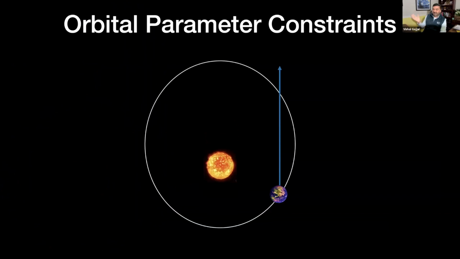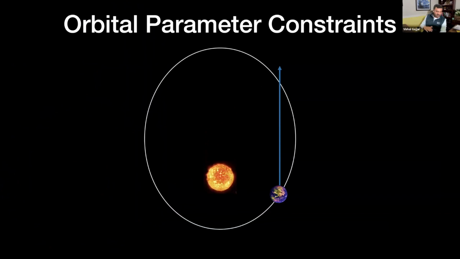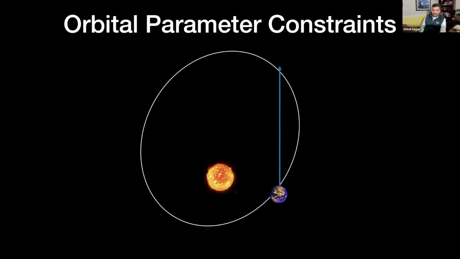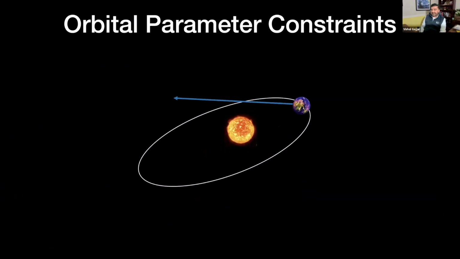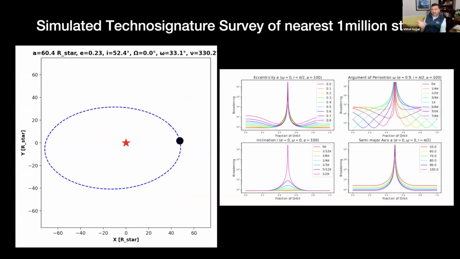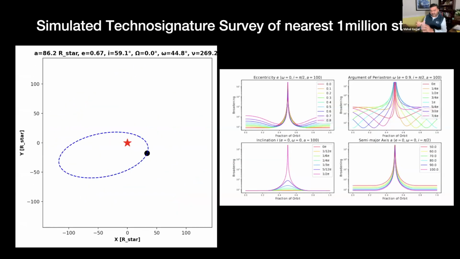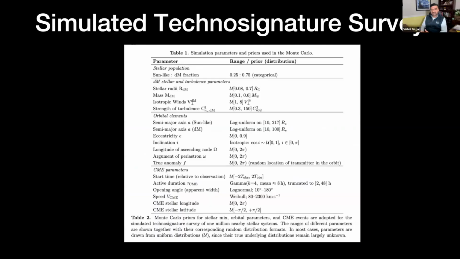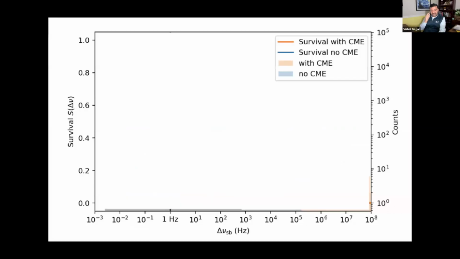So we assume various different parameters for the orbit as well: different eccentricities, different arguments of periastron, inclination angle, all of these things put together. This is a table of all the different parameters you can imagine for different orbital configurations, and we built this histogram of expected spectral broadening out of this million systems that you can observe.